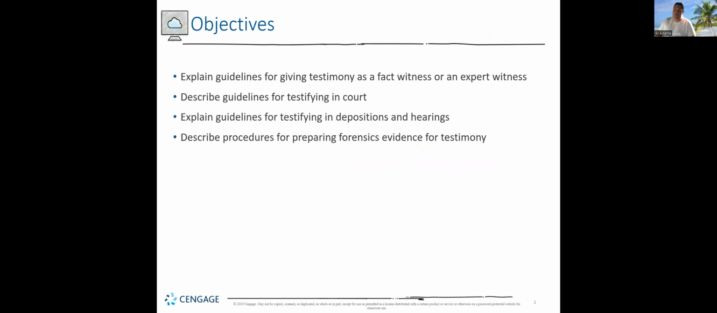So, the objectives for this chapter are: explain guidelines for giving testimony as a fact witness or an expert witness, describe guidelines for testifying in court, explain guidelines for testifying in depositions and hearings, and describe procedures for preparing forensic evidence for testimony.